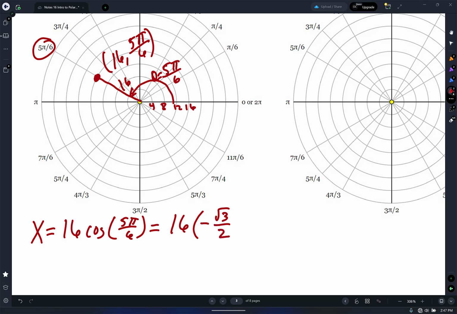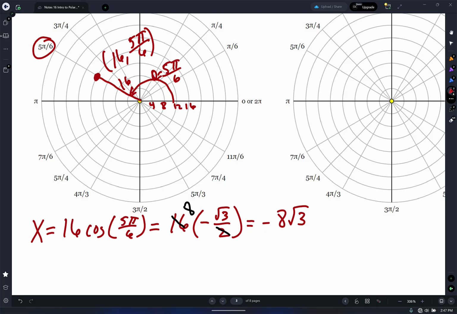Square root of 3 over 2. Negative. Negative square root of 3 over 2. Then relax. You don't need a calculator for this. How many times does 2 go into 16? 8. So this answer is negative 8 square root of 3. Do you see how we did it?